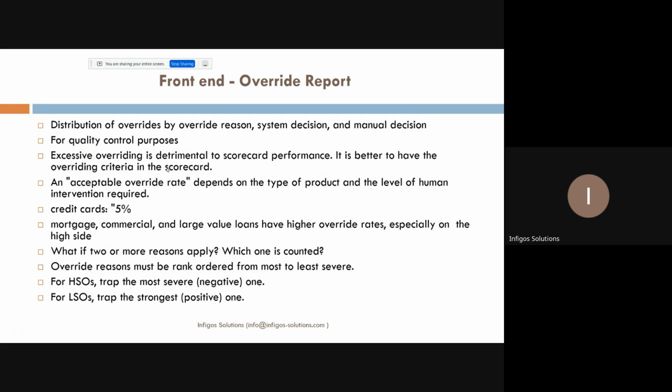If you have too many override reasons, then they should be ranked. Based on that, you will decide that this is the best reason to override this particular customer. On the higher side, you will find the most negative reason to reject. On the lower side, you will find a stronger reason to accept. Any question?